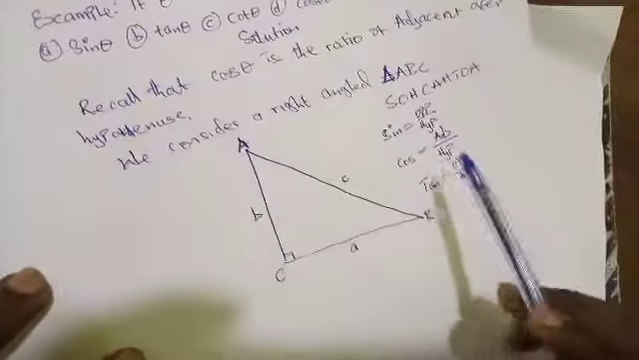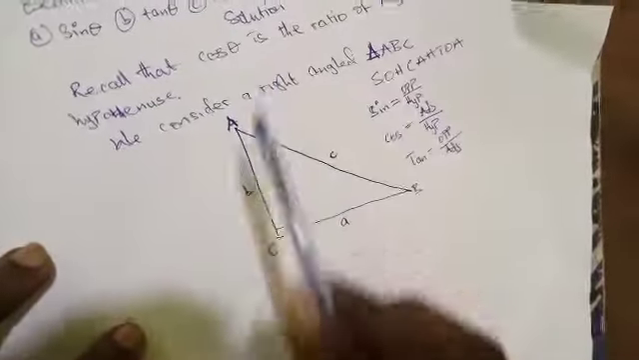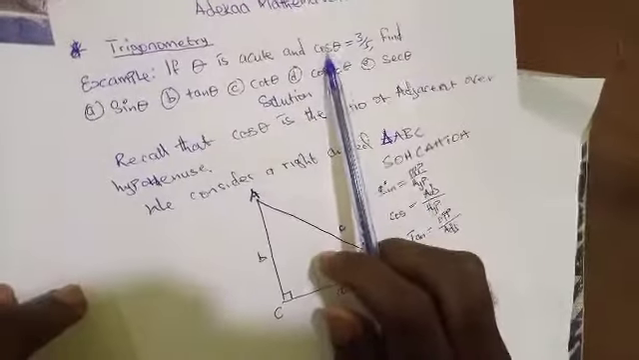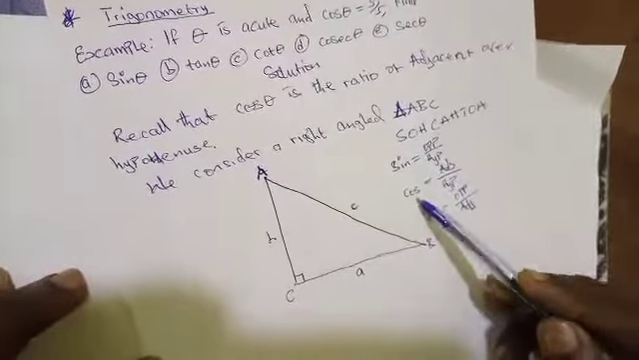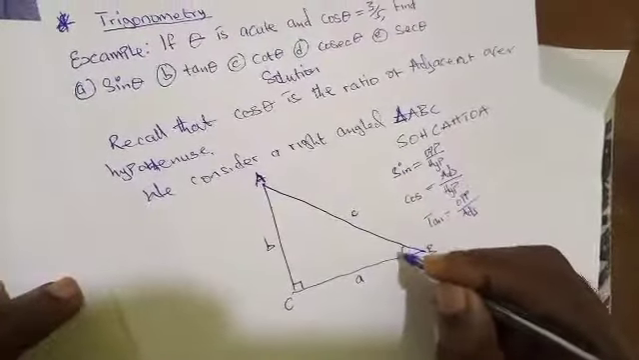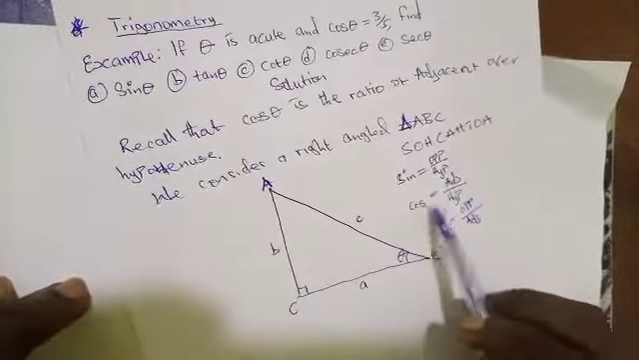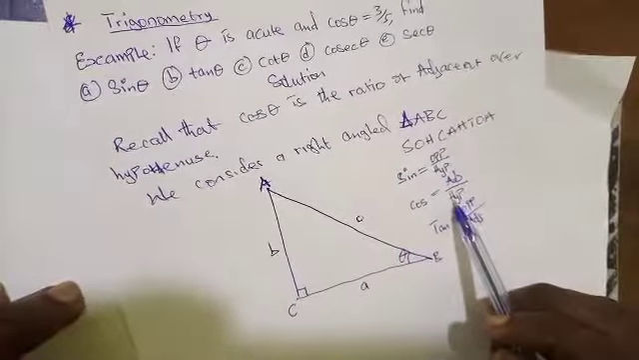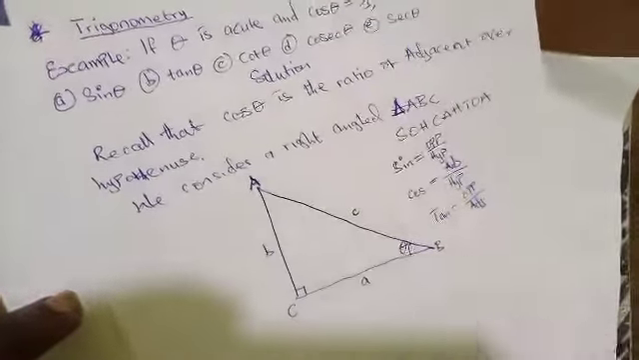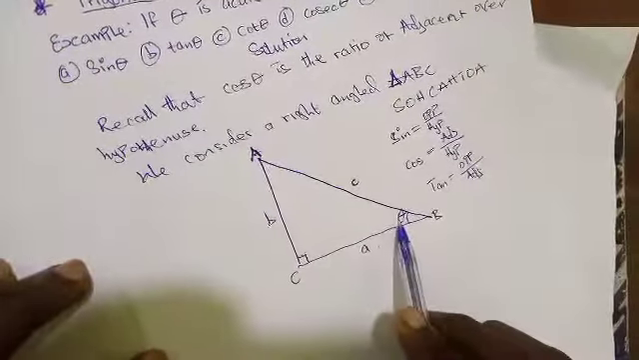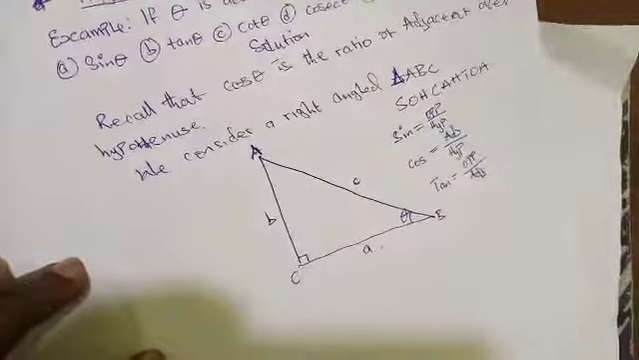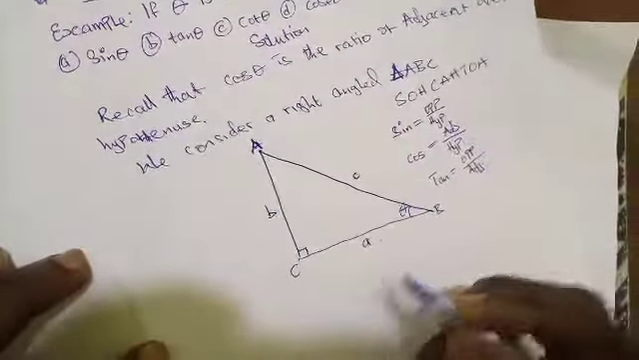So using this SOHCAHTOA now, in our question, we said our cos theta is equal to 3 over 5. And this angle here is theta, and cos theta is adjacent over hypotenuse. So our adjacent here is this one, this one is opposite the angle theta, and this is the hypotenuse. So here our adjacent is what?